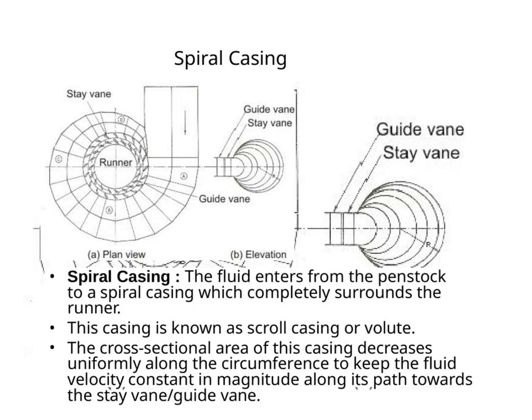To wrap up, the spiral casing, also called the scroll or volute casing, guides fluid from the penstock and surrounds the runner completely. Its design narrows evenly around the circumference, keeping fluid velocity steady as it moves toward the guide vanes. This ensures efficient, smooth flow right where it's needed most.